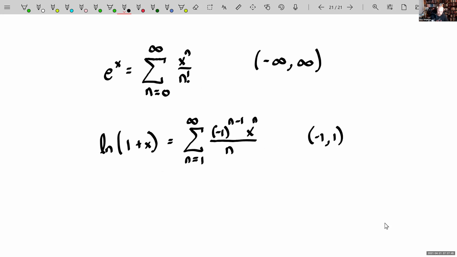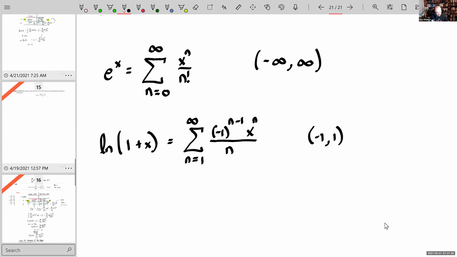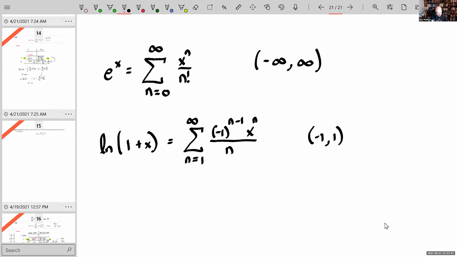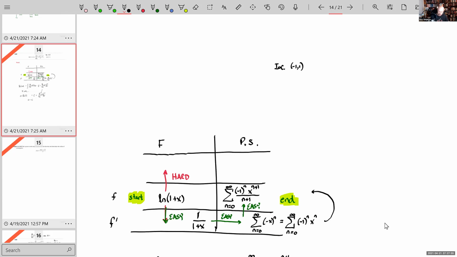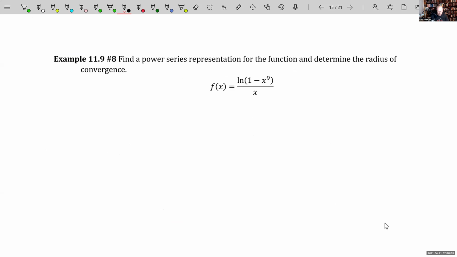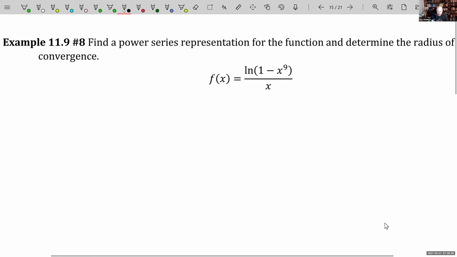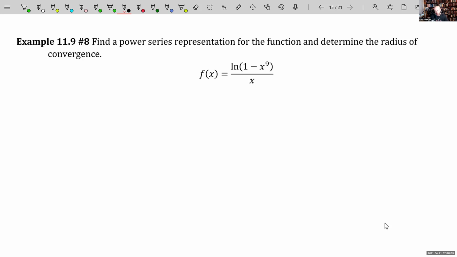So let me go ahead and hop back. We were on page 14. So let me get to page 14. I think, yeah. So we had proven that last time. So let's go ahead and use that. I'd like to use these as we prove them. So here we go. We've got: find a power series representation for the function and determine the radius of convergence.